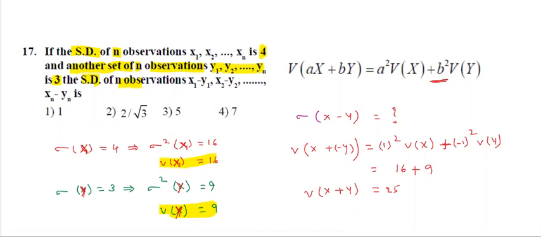Now they are asking standard deviation. Sigma of x minus y is the square root of variance, that is the square root of 25. That should be 5. This is the answer. Which option is correct? Third option is correct.